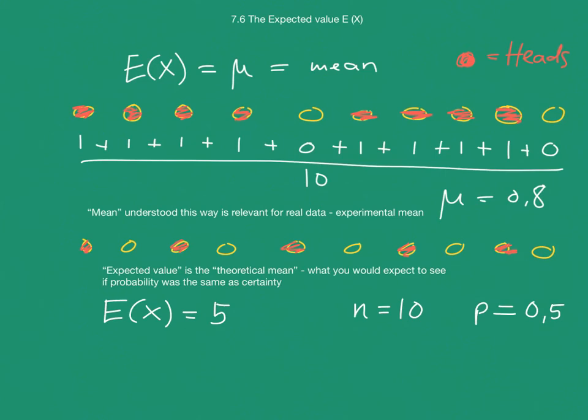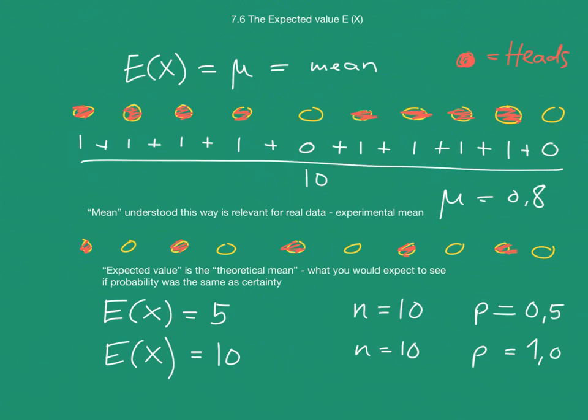Now, if the probability changes, if you have a biased coin, let's say the probability is 1. So how many heads would you expect then? A probability of 1 means that it's certain that it's going to happen. So if you toss a coin 10 times, you would expect to see 10 heads.